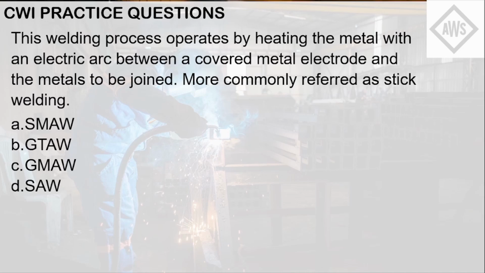So for the choices, GTAW is gas tungsten arc welding or TIG welding, so that's not the correct answer. Letter C, GMAW or MIG welding is also not the correct answer because it refers to gas metal arc welding. Letter D is SAW or submerged arc welding. It is a fully automatic process. So the answer here is stick welding is known as SMAW.